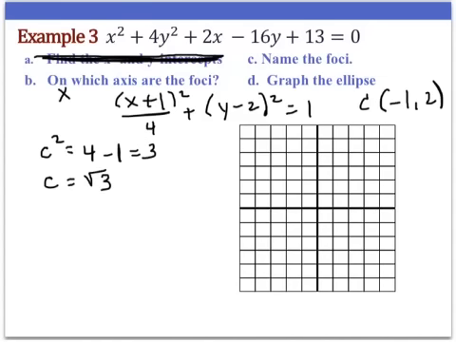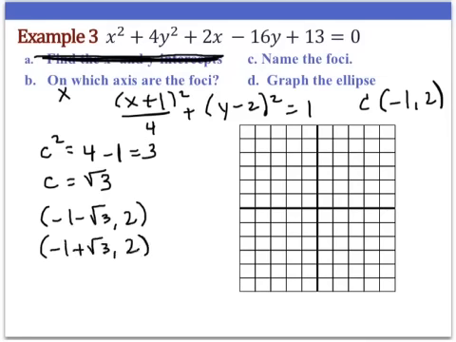Now, since the ellipse is spread out on the x-axis, we are going to be adding and subtracting square root of 3 from our x-coordinate. So that means our first focus is negative 1 minus square root 3, and we keep the 2, that doesn't change. And then negative 1 plus square root 3, and keep the 2.